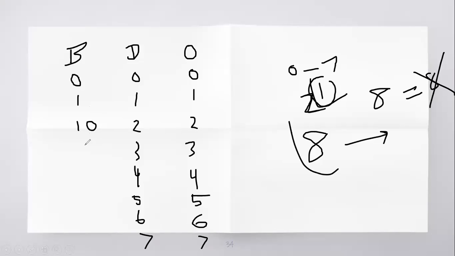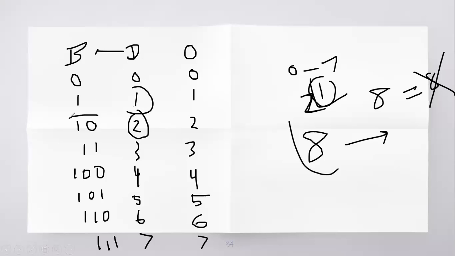Okay, now the 3 will be 1, 1. 4 will be 1, 0, 0. 5 will be 1, 0, 1. 6 will be 1, 1, 0. 7 will be 1, 1, 1. So now this binary is equivalent to this decimal. This 0 is equal to 0. This 1 of decimal is equal to 1. 2 of decimal is equal to 1, 0.